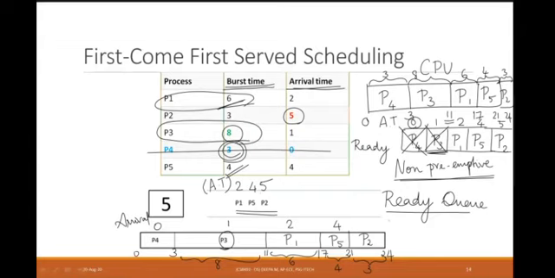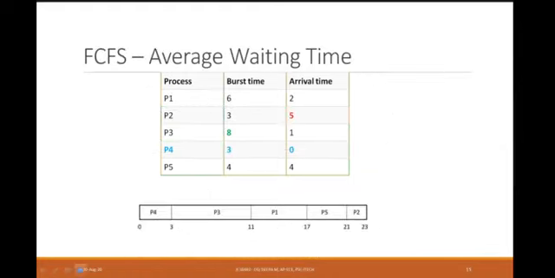So fine. Whichever process comes first, we put it into the CPU, and it will complete its execution and then go to the completed state. All of you are clear? Sorry, this is 24.